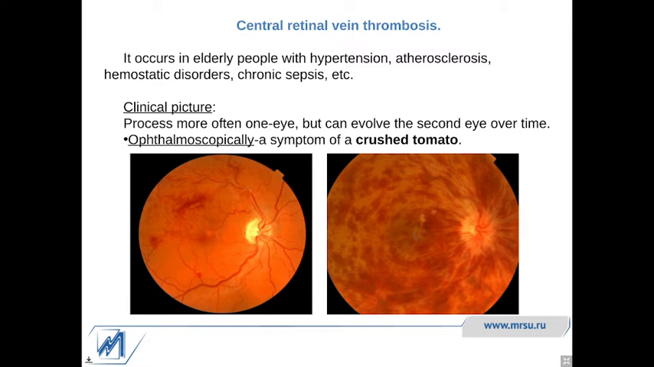In the left picture, we see the thrombosis of one branch of only one vein, not the central, but only part of the veins. So not all the retina has hemorrhages, but here all the retina has hemorrhages on the right, and it looks like a crushed tomato.